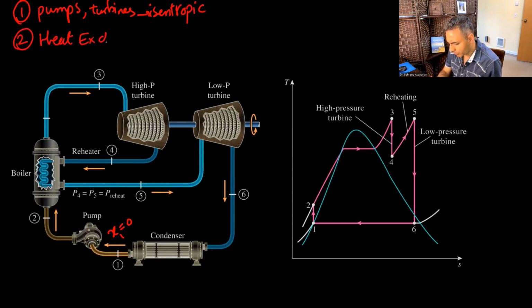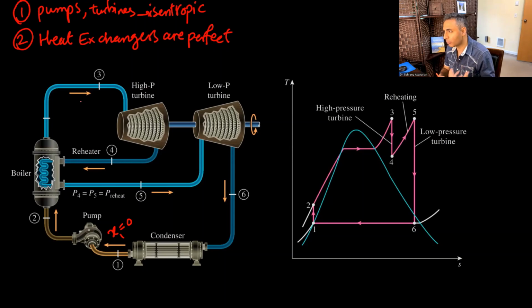Heat exchangers are perfect means there is no pressure loss in the heat exchanger. There's also no pressure loss in the piping. So none of these pipes that you can see here have pressure loss. There's no pressure loss in the condenser, no pressure loss in the boiler.